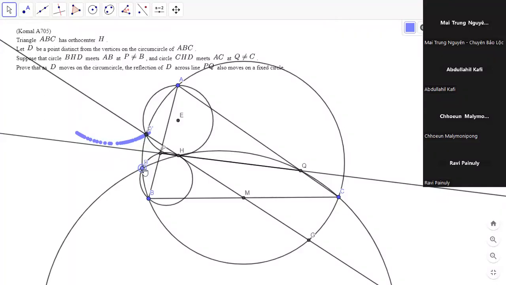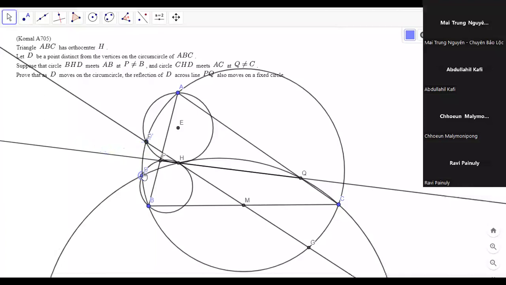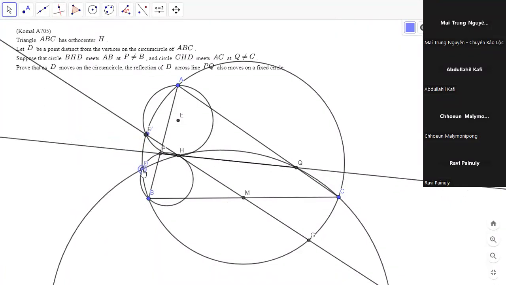Were you able to prove that it's the anti-Steiner point, or it's just something you noticed? Okay. One second, guys.